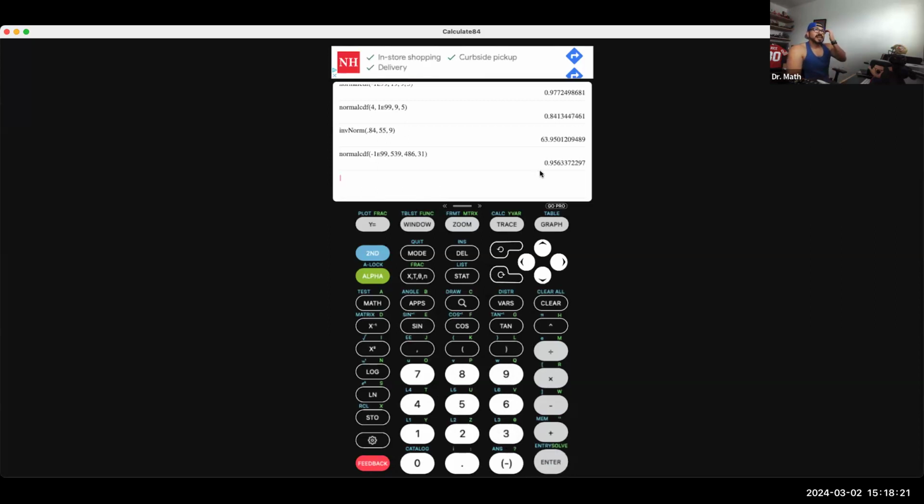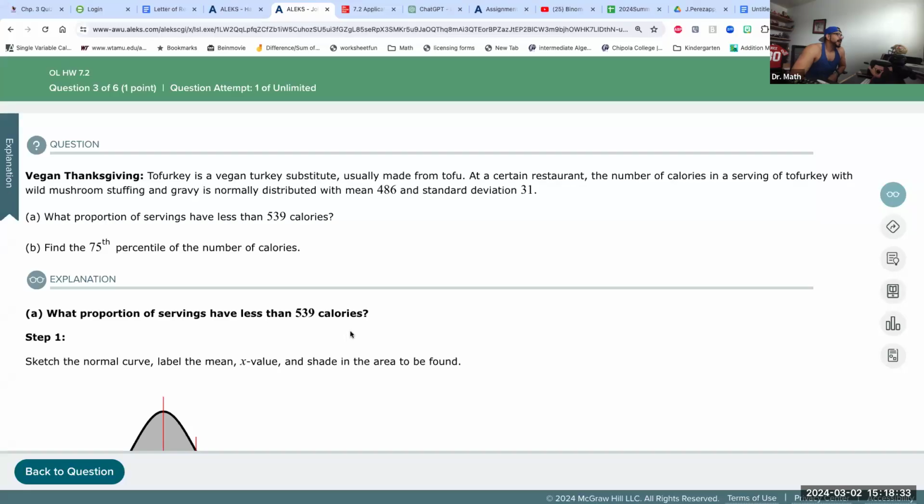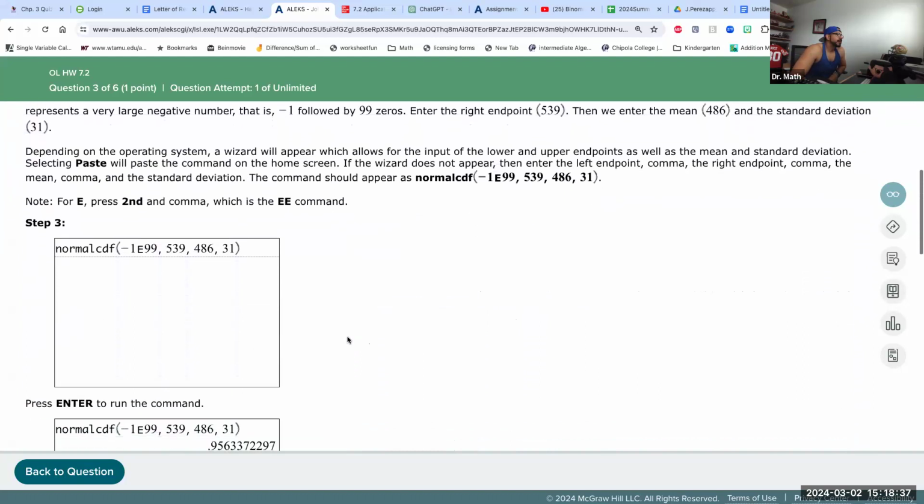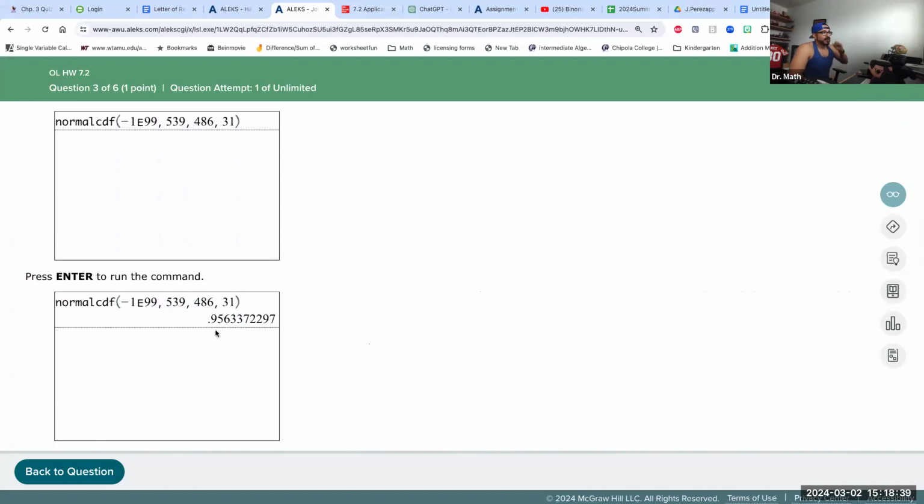And so we could see from the drawing that the majority of things were shaded. So about 0.9563, we're going to round to 4 decimal places, all right? So that is our proportion. And so when I look at the answer provided here, 0.9563, just like we got.